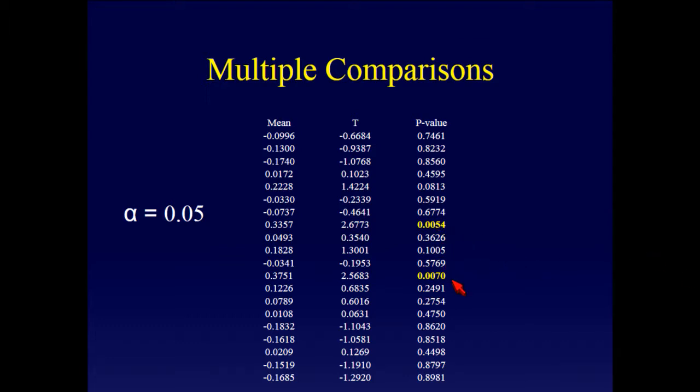And so that was because each of these individual tests has a 0.05 probability of being positive if the null hypothesis is true. Since we did this 20 times, by chance alone we'd expect one of these tests to be positive, even if there was no difference. So how does one account for this?